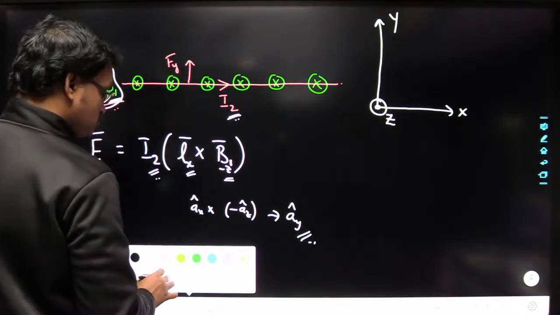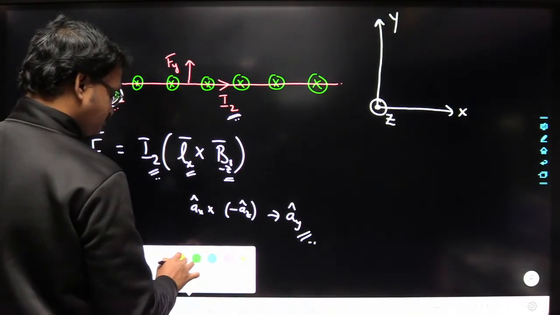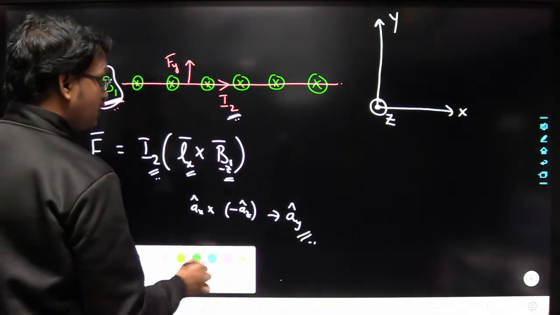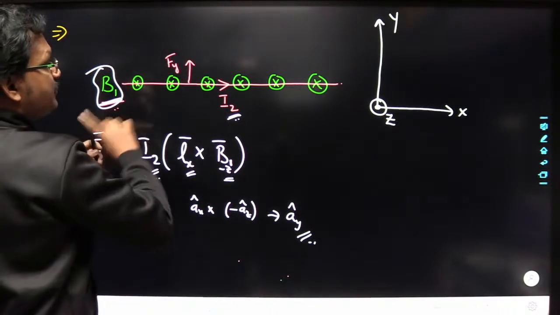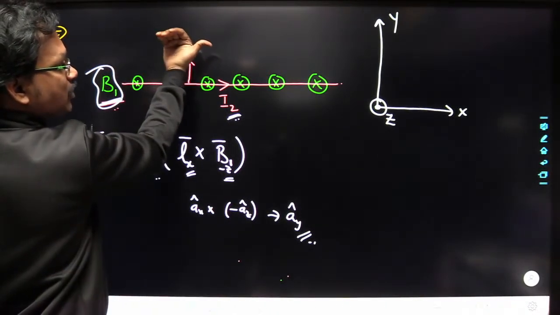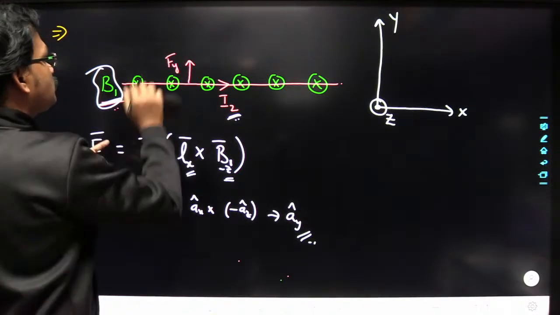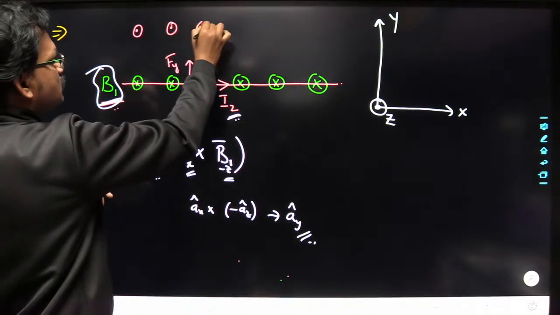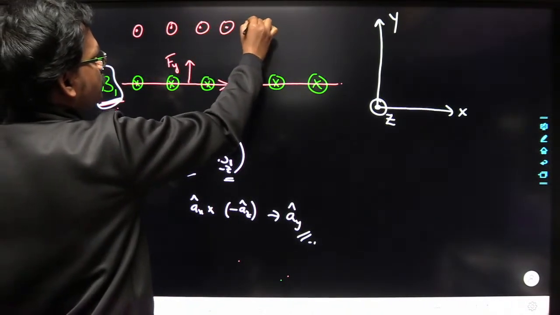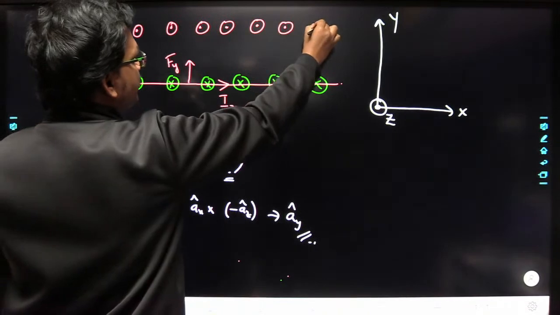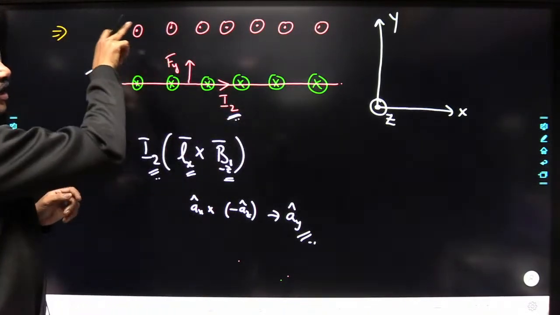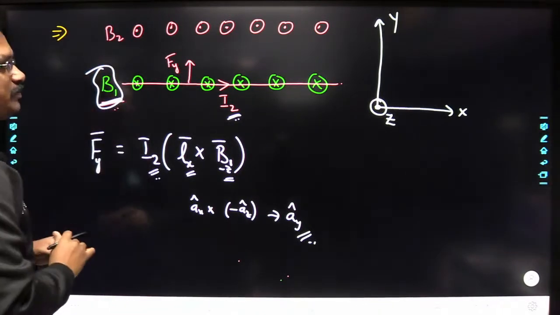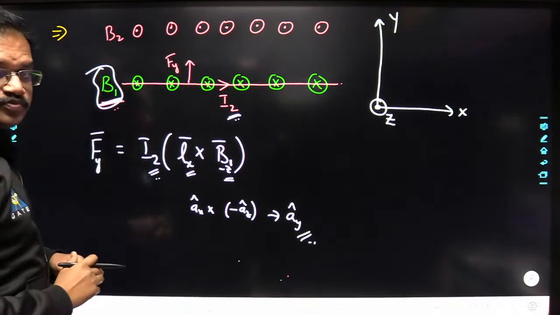Okay, this I2 is going to produce the B field. Above the wire it will come out of the board, below the wire it will go into the board. Yes or no? So above the wire the B field comes out of the board. Okay, so this is nothing but B2 here, that is produced by I2.